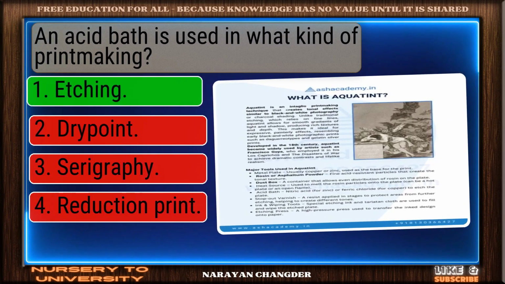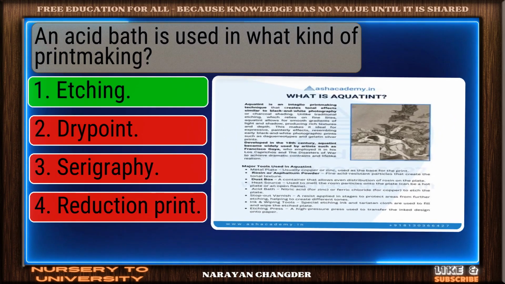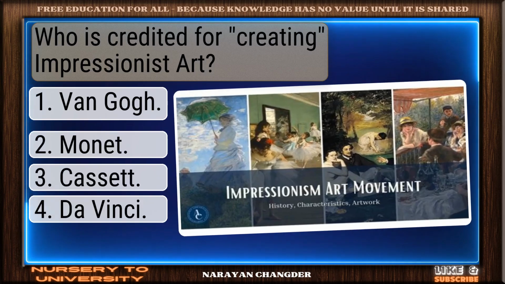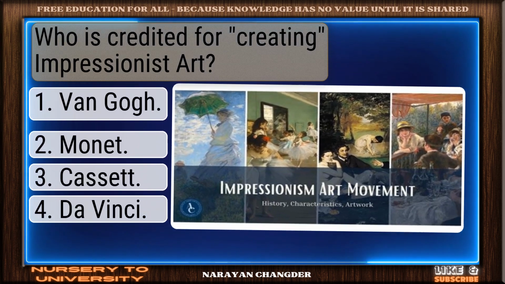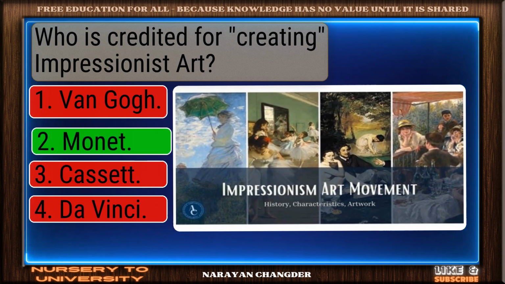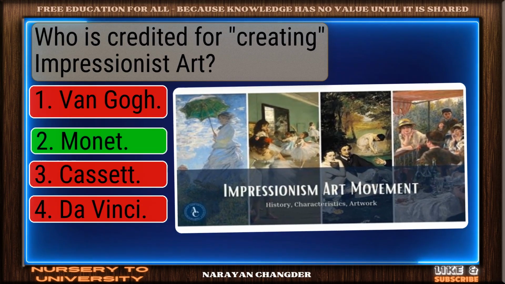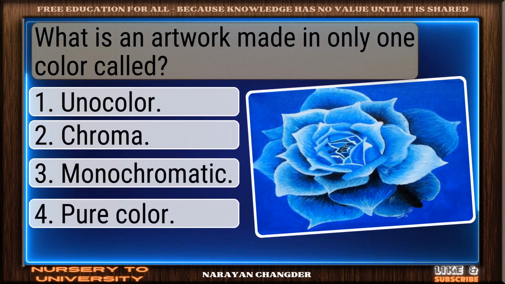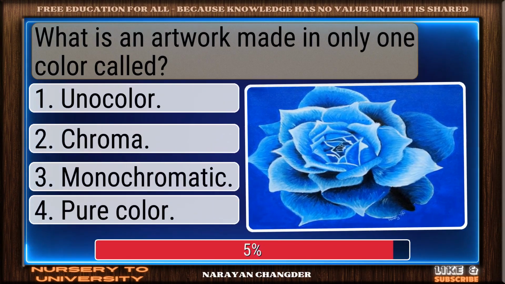You're right. Etching is the correct answer. Who is credited for creating Impressionist art? Bravo. Monet is the answer. What is an artwork made in only one color called?